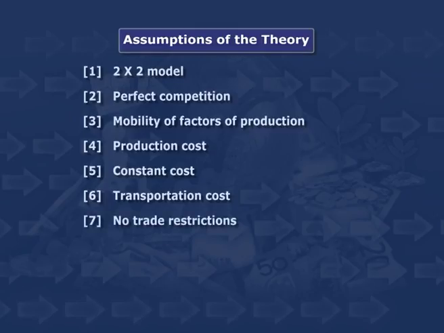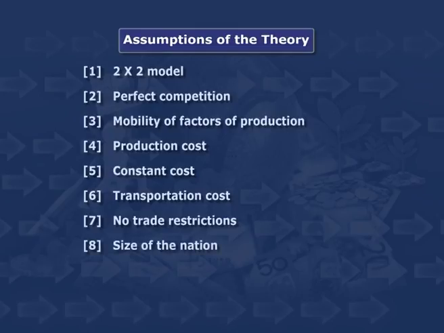This theory assumes that there are no transportation charges. This is impractical, but the theory assumes it because transportation cost affects the prices of the commodity. The seventh assumption of the theory is about no trade restrictions. The international trade is not restricted by tariffs and other instruments. The international trade is free from all the barriers.